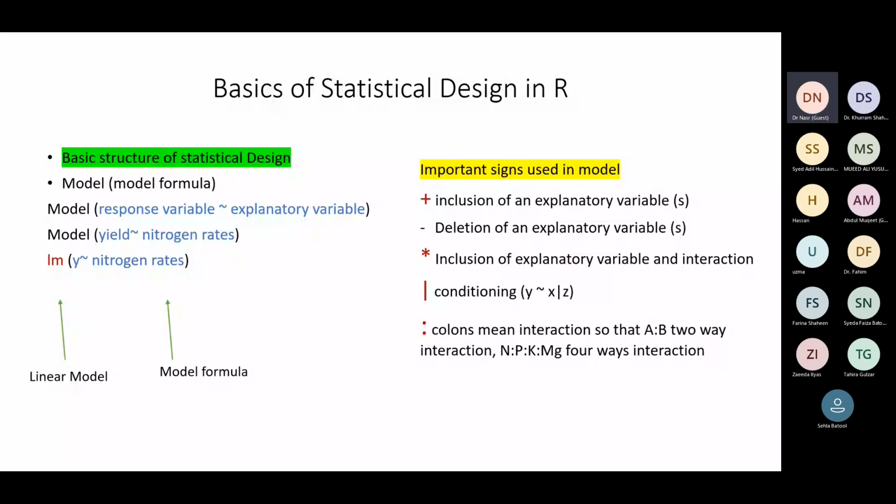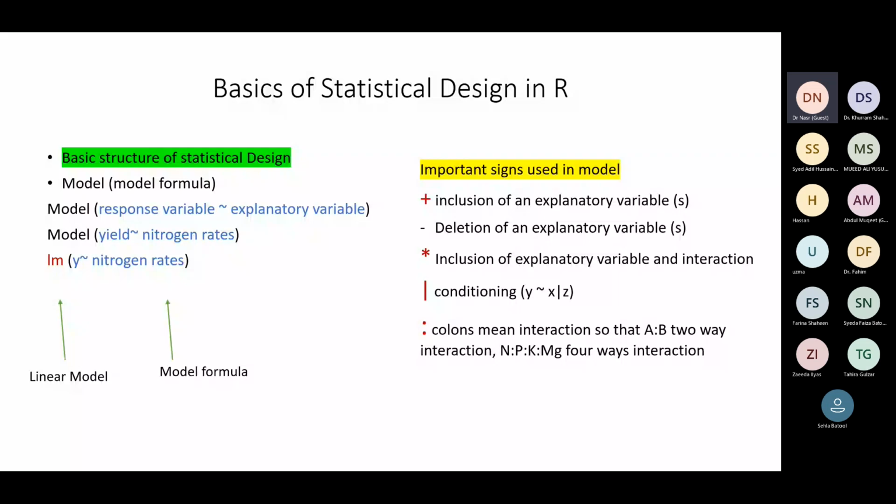Dr. Saab, in the two slides you have explained the basics of statistical design in R. One is the basic structure and another is the important signs used in the model. In the basic structure, you talked about the model formula, and two things are very important: the response variable and the explanatory variable. In this case, yield is the response variable and nitrogen rate is the explanatory variable. LM means linear model, and yield tilde nitrogen rate is the model formula. Together they form the basic structure of the statistical model.